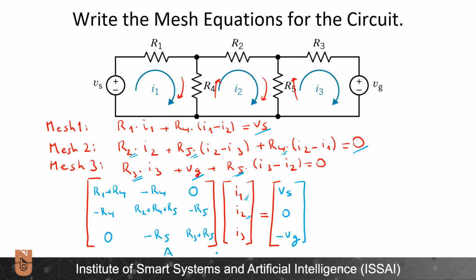So now I have written my equations in the matrix form: A times I is equal to V. And in order to solve this, I can, for instance, use MATLAB. A times I is equal to V, so I will be equal to A inverse times V.